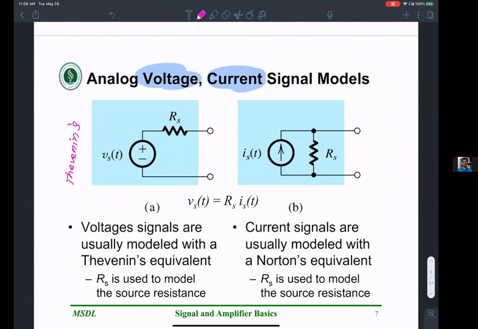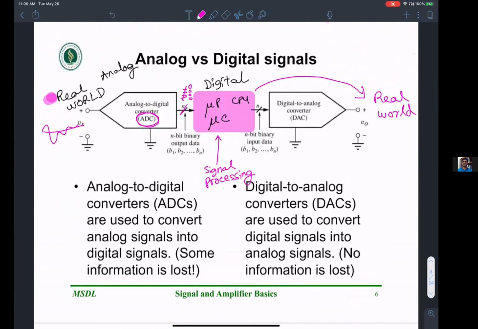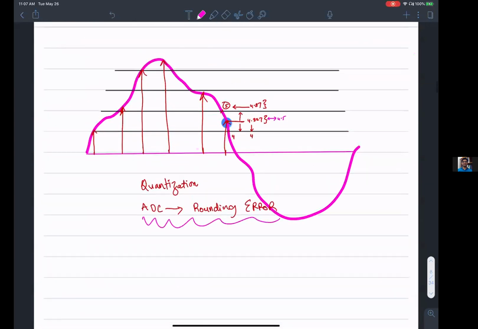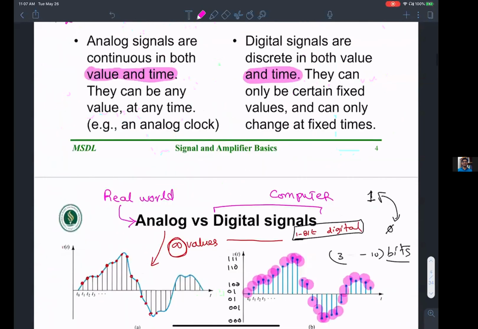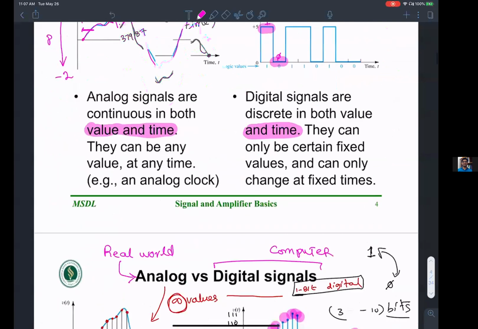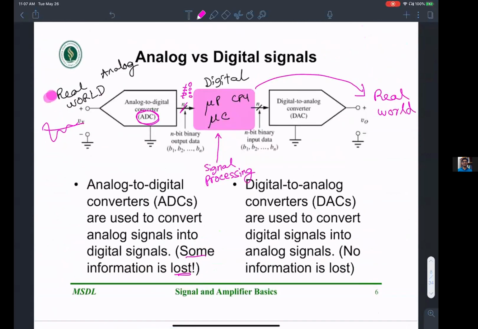Professor, I have one question from the topic above. It says in the bracket, some information is lost, no information is lost. So what does that mean? Some information is lost simply means there is a rounding error. Take an example here. If you see, there is a rounding error. That is what it talks about when some information is lost.